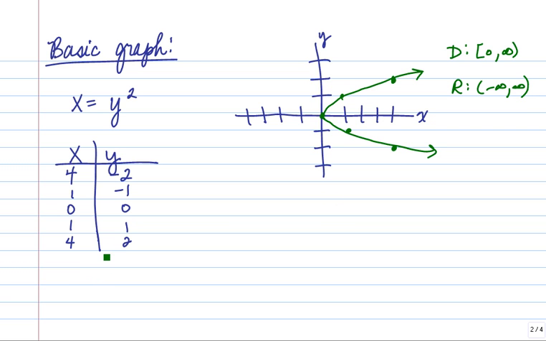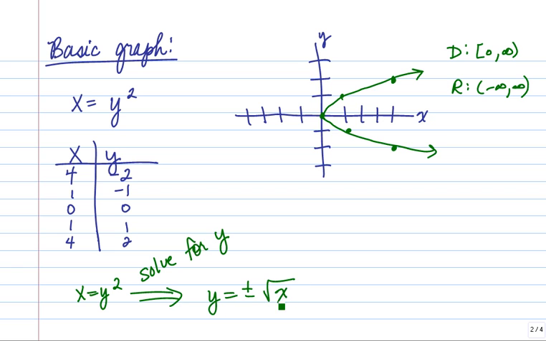Now, how else might you graph this? You could also think of this in terms of solving it for y and see what each piece looks like. If I happen to solve x equals y squared for y, I would have to apply the square root property. So I would get that y is equal to plus or minus the square root of x. So that is y is equal to the square root of x and y is equal to the negative square root of x.